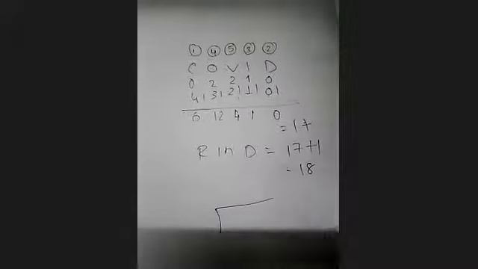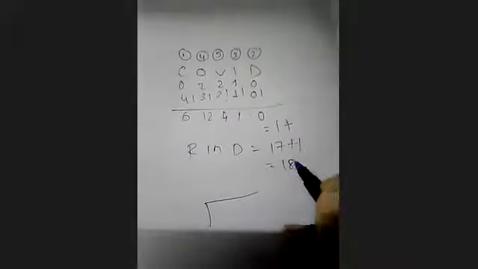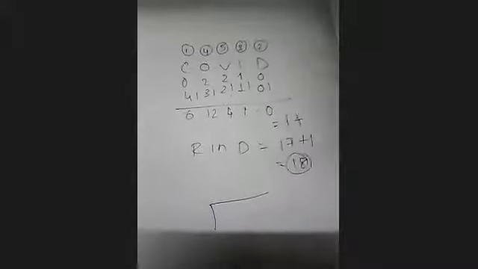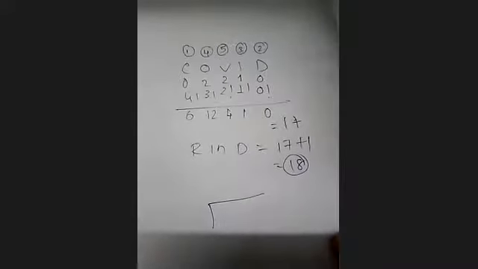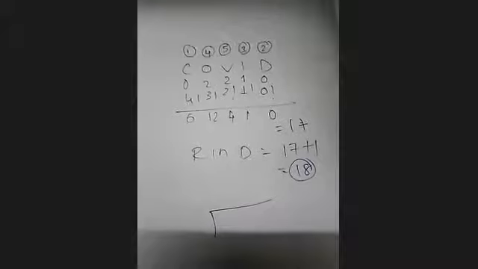Okay, so the rank of the word COVID in the dictionary is nothing but 18. Clear? This question is clear? Yes, sir. Okay. Now we shall see what is block method.